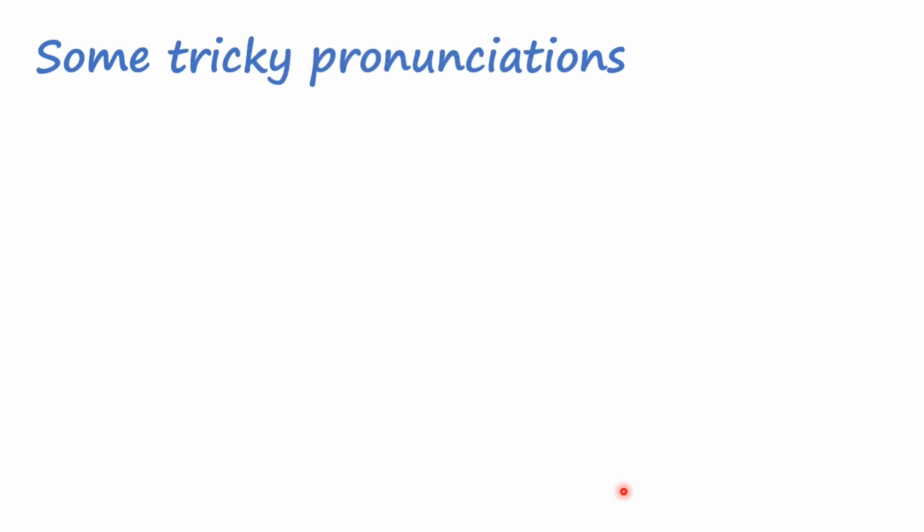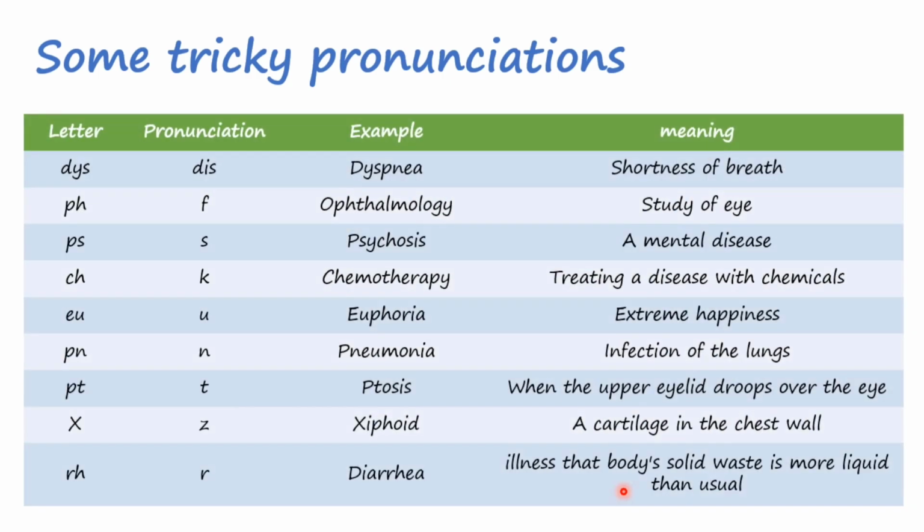Lastly, I want to emphasize that sometimes the pronunciation of some medical terms is a little bit tricky. In this table, I want to introduce some of the letters that might have different pronunciation in medical context. For example, dyspnea, it means shortness of breath. Or PH, that is pronounced F, for example, ophthalmology or physical activity. PS, that is pronounced S, for example, psychosis, it's a mental disease. CH, that is pronounced K, for example, chemotherapy, a way of treating patients with chemicals.